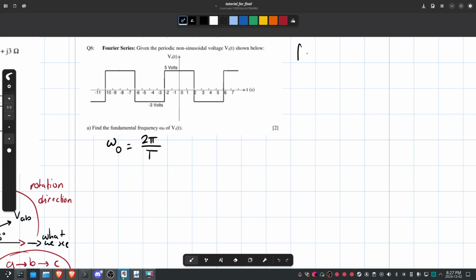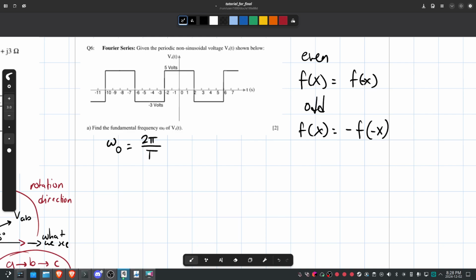The more rigorous definition is that. And then odd is going to be, oh sorry, no. And then odd is going to be f of x is equal to negative f of negative x. Someone correct me if I'm wrong.